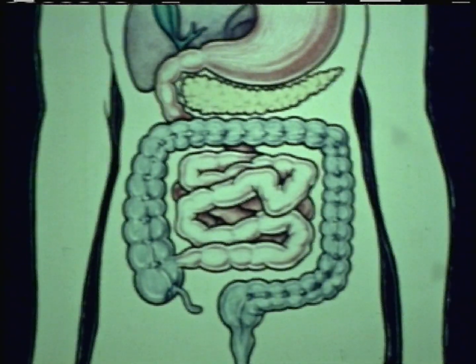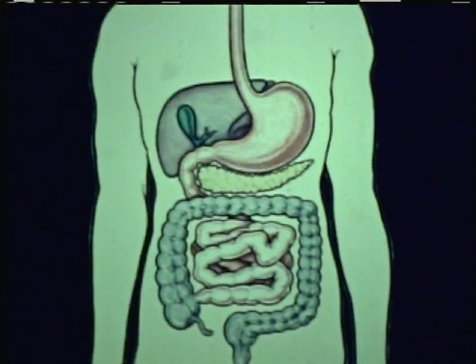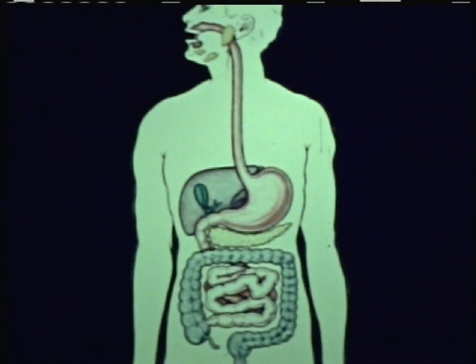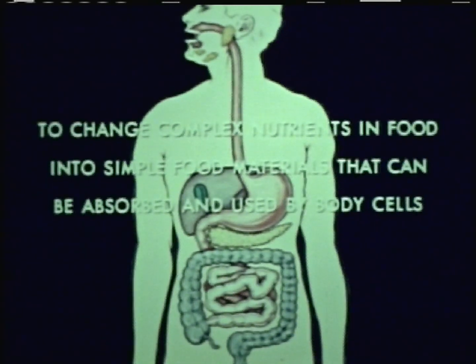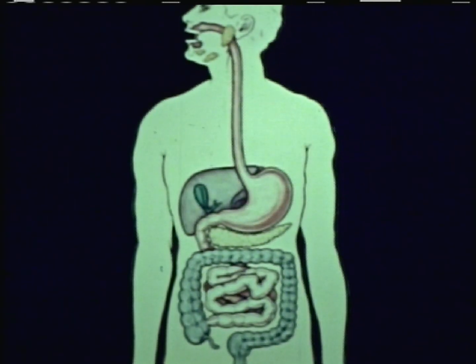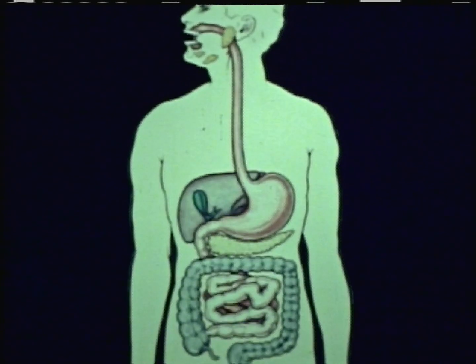We have seen the workings of the digestive system. The function of this system is to change complex nutrients in food into simple food materials that can be absorbed and used by body cells. This change is called digestion.